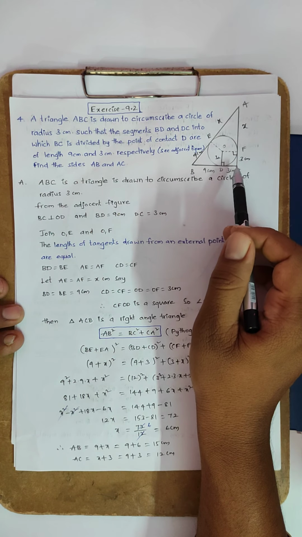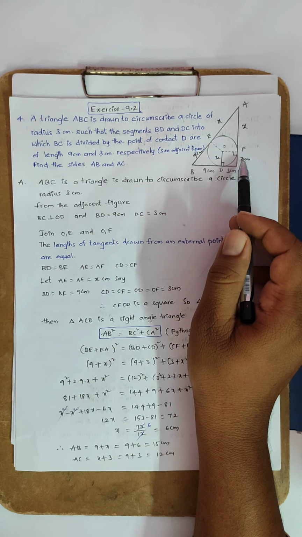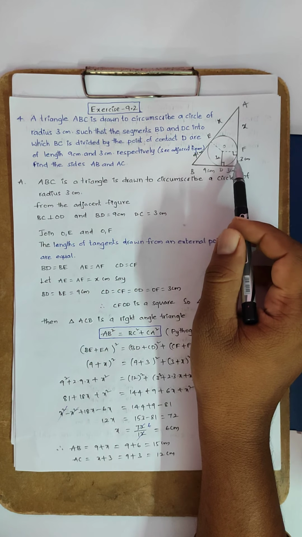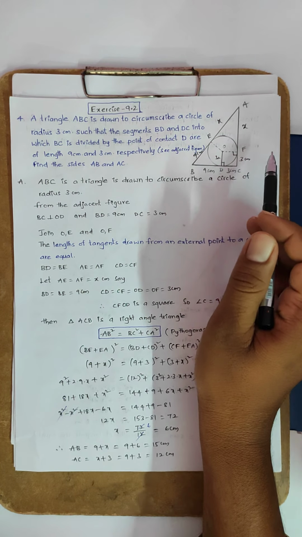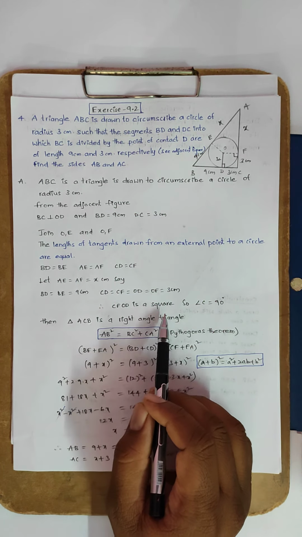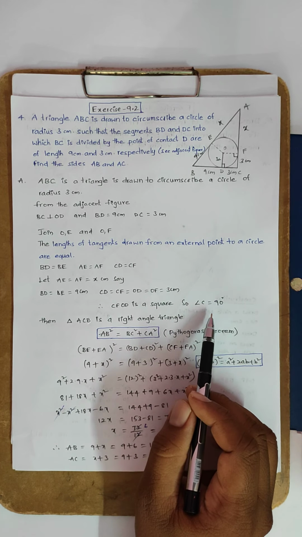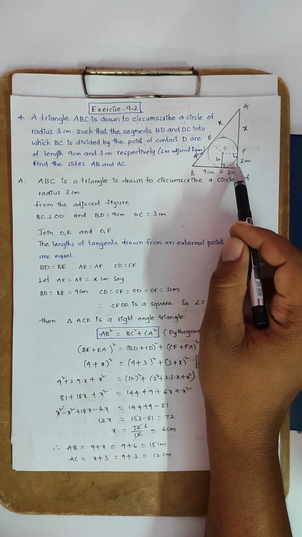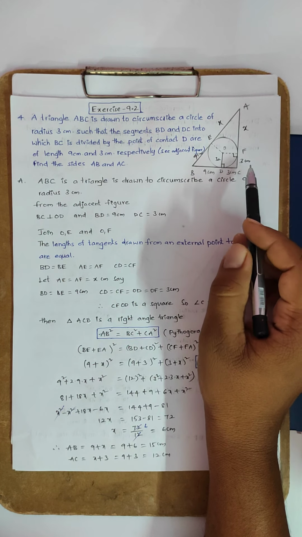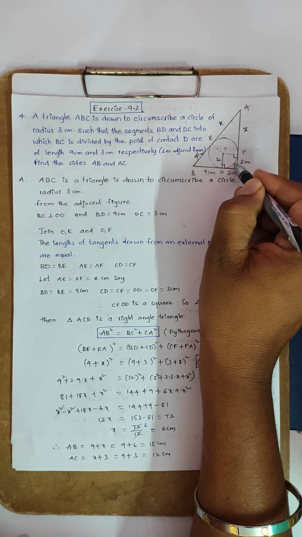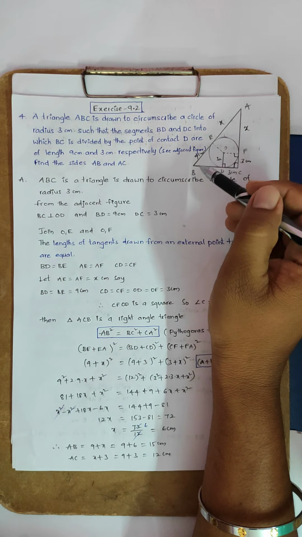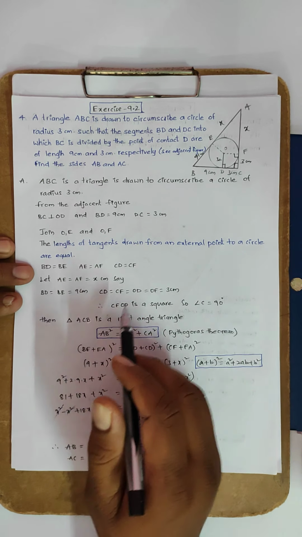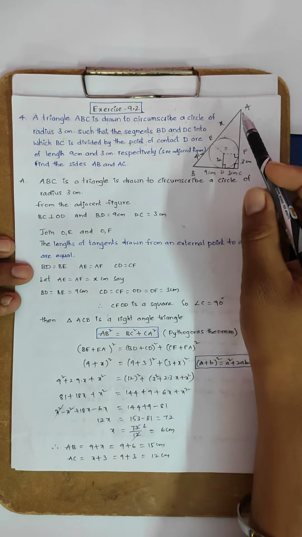All four sides are 3 cm, 3 cm, 3 cm. So we know that this is a square. CFOD is a square, so angle C equals 90 degrees. With this diagram we conclude that angle C is 90 degrees. So clearly ABC is a right-angled triangle at point C.